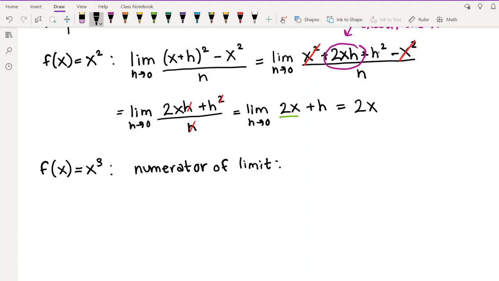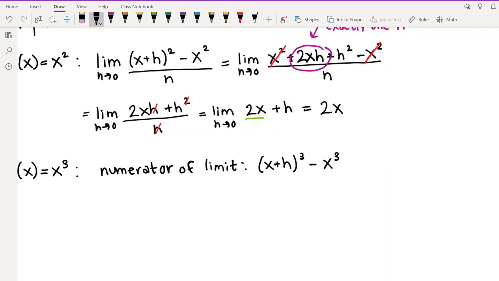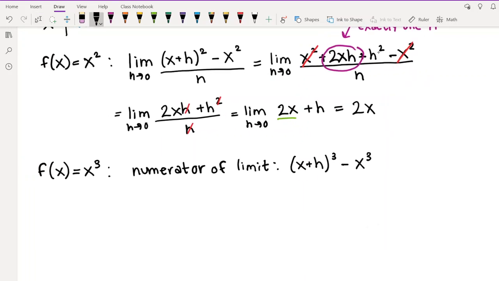So the numerator of the limit is going to be (x plus h) cubed minus x cubed. So once again, we know that the x cubed is going to cancel out. And so let's think about what actually will show up if you take (x plus h) cubed and multiply that out. So (x plus h) cubed is the same thing as (x plus h) times (x plus h) times (x plus h).